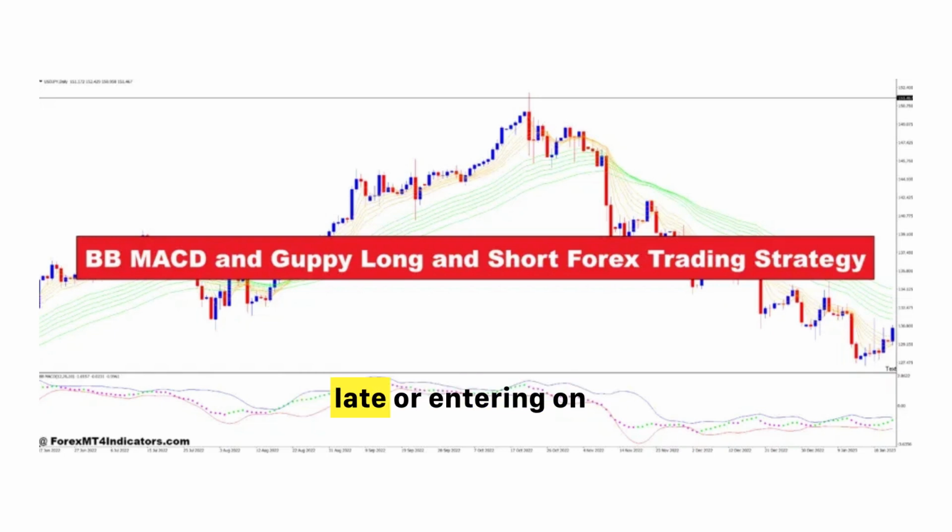Still chasing trades too late or entering on noise? This simple MACD plus Guppy strategy helps you catch clean trends with crystal clear entries. Here's what you need. Bollinger Bands to spot price volatility, MACD to confirm momentum, and the Guppy multiple moving averages, GMMA, to filter real trends from fakeouts.